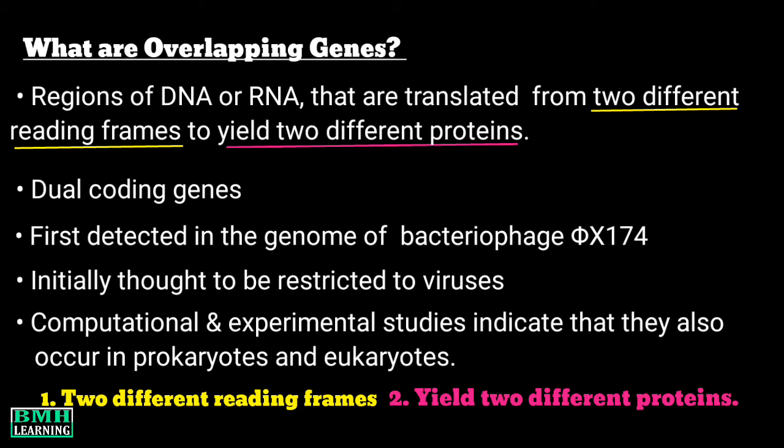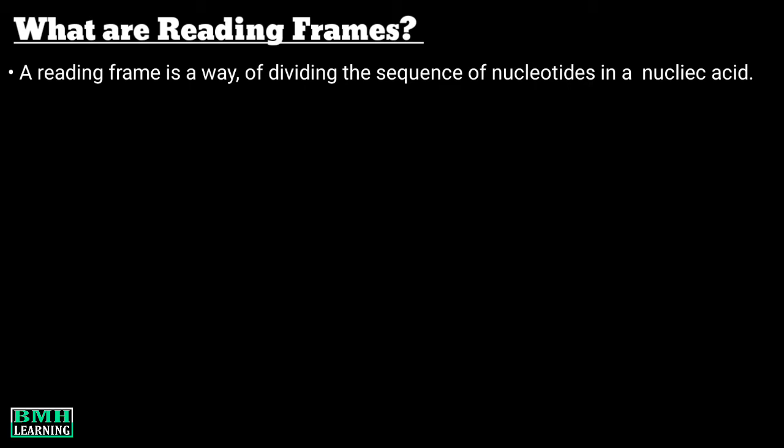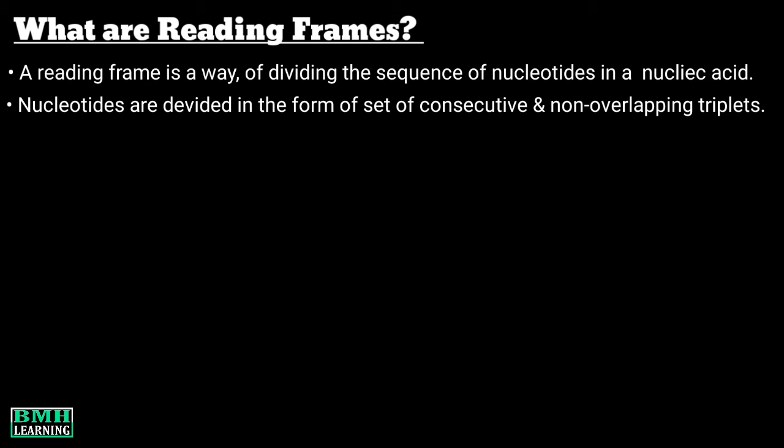Let's discuss the first, which talks about reading frames. To understand the concept of overlapping genes, we need to know what reading frames are. In molecular biology, a reading frame is a way of dividing the sequence of nucleotides in a nucleic acid, which can be a DNA or RNA molecule. The nucleotides are divided in the form of a set of consecutive and non-overlapping triplets. The concept can be understood properly with the help of a diagram.